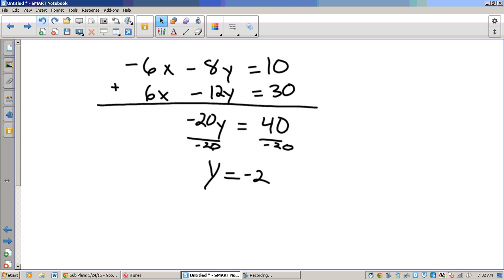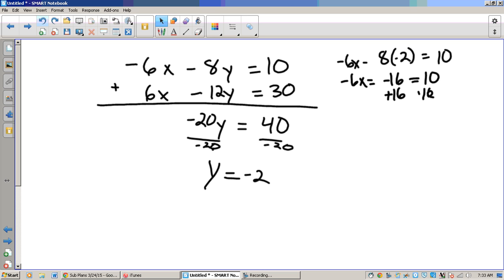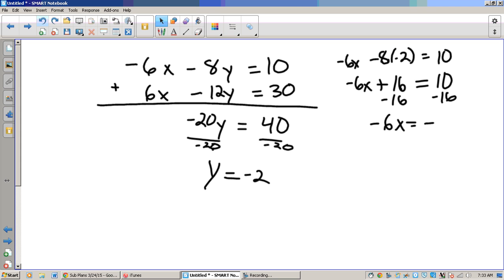Then we're going to just take that and put it into our equation. So we've got negative 6x minus 8 times y equals 10. Oops, actually, I made a mistake there. Let's start over. Negative 6x minus 8 times negative 2, so it's negative 6x, and that's actually positive 16 equals 10. Sorry about that. And I subtract 16. So negative 6x equals negative 6. So I divide by negative 6, and then x is going to equal 1. So my answer in this case is (1, negative 2).